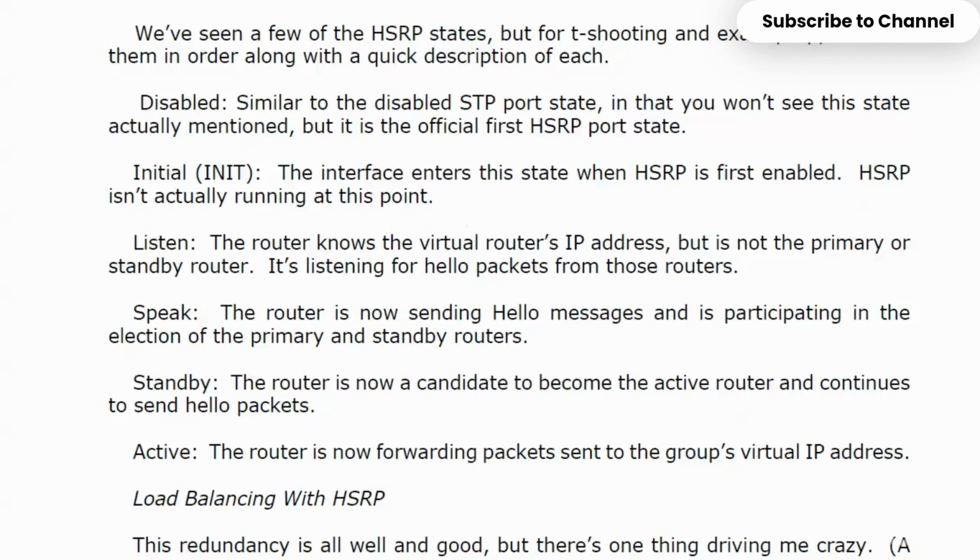Now, initial or init, the interface enters this state when you first enable HSRP on it. HSRP isn't actually running at this point. The only other time I've ever seen that, it's in a lab environment, thankfully. If you went in, let's say right now on one of the routers and deleted interface VLAN 100, you would see the HSRP state go from active or standby, depending on which one you're on. If you're on the active, it would go from active to init, and then it would just sit there, which is not what we want.